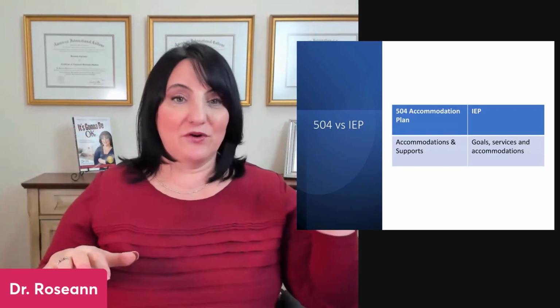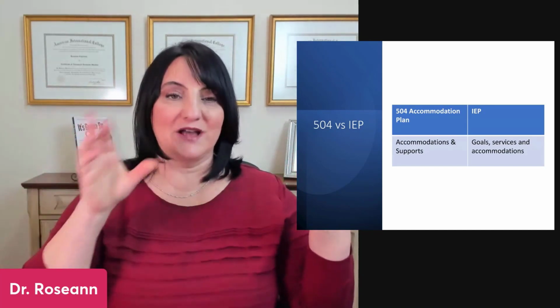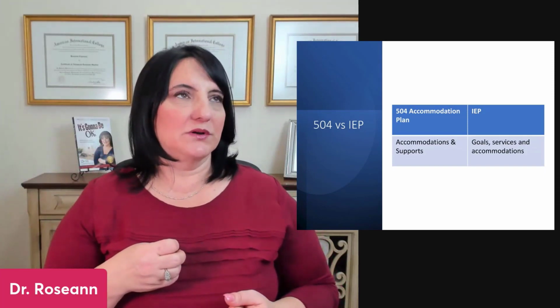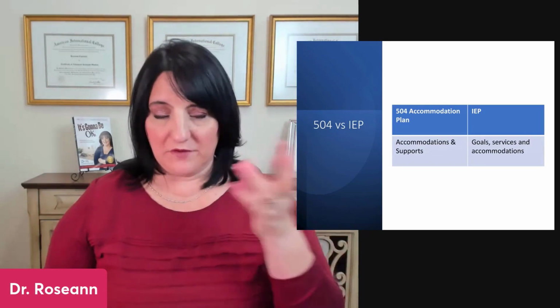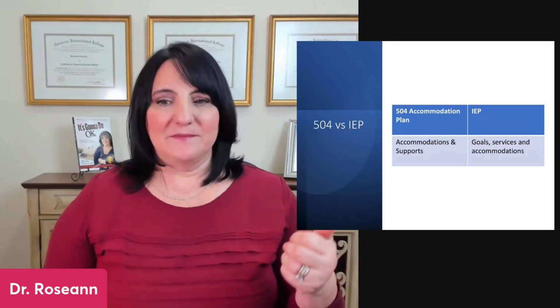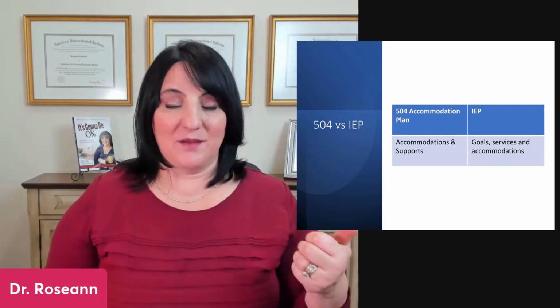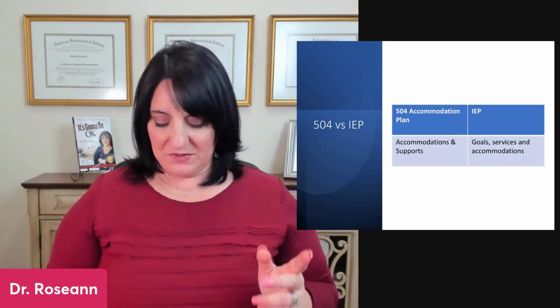I'll provide more detail, but at a top level, a 504 is exactly what its name says, an accommodation plan. It provides for accommodations and supports, things like extended time or access to the elevator, different things that we call leveling the playing field. An IEP is a formal plan. These are both federal government initiatives to support people with disabilities. But an IEP has goals, services, and accommodations as well, which can be confusing for people.